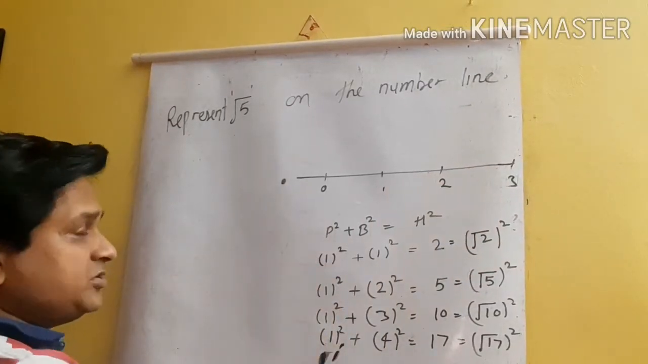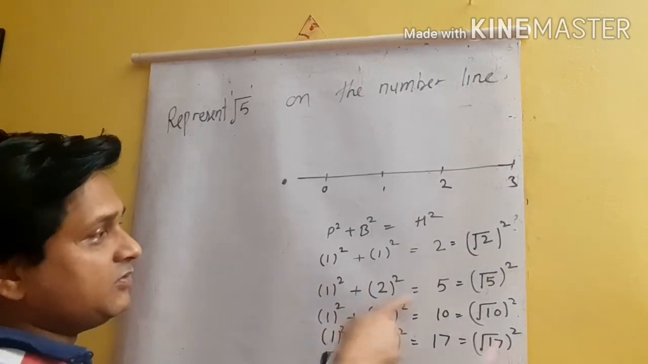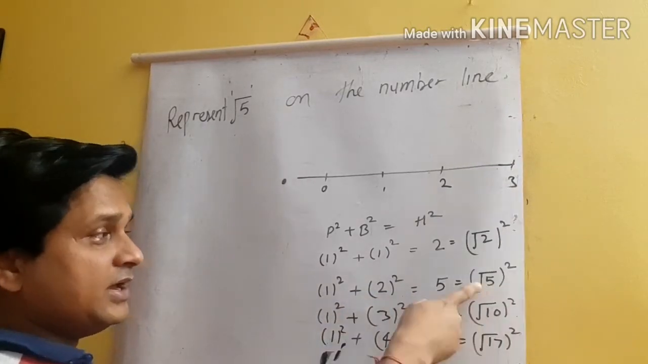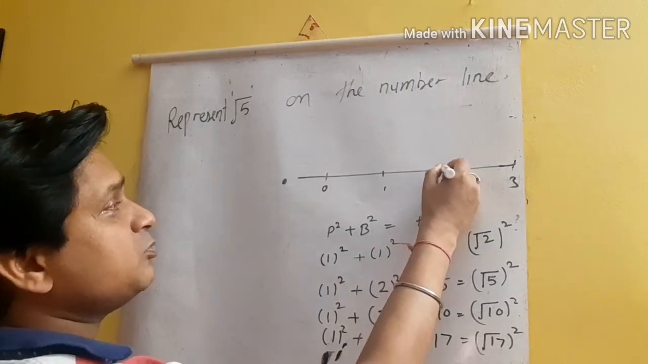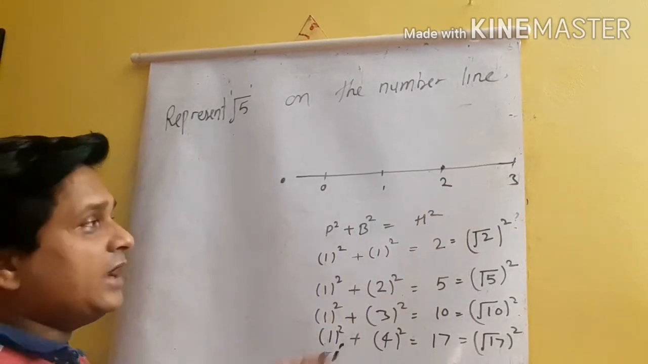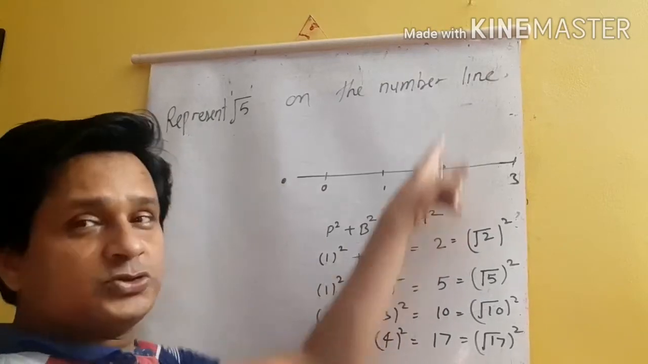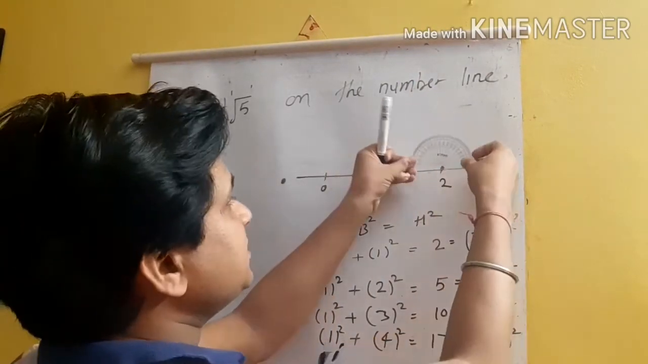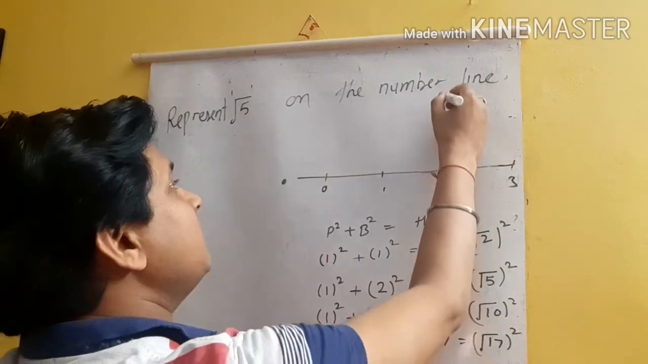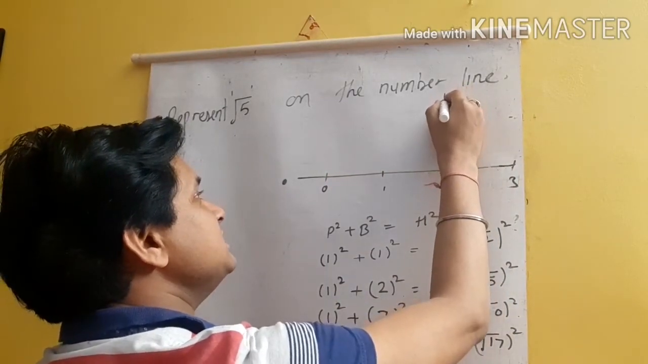Now you see here this key point. Here you have to just represent root 5. In this case base is at 2. So you will take this point, and you will draw 90 degree on 2. Again you will use your compass. You will put here and make it. This is 90 degree.